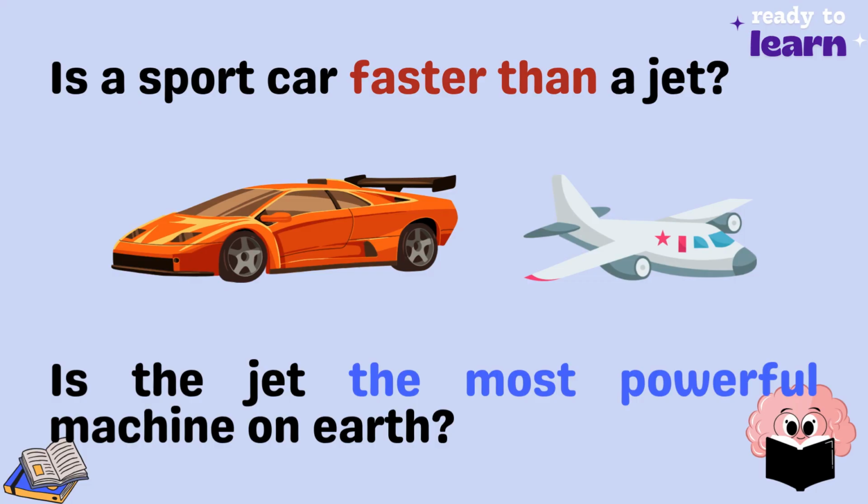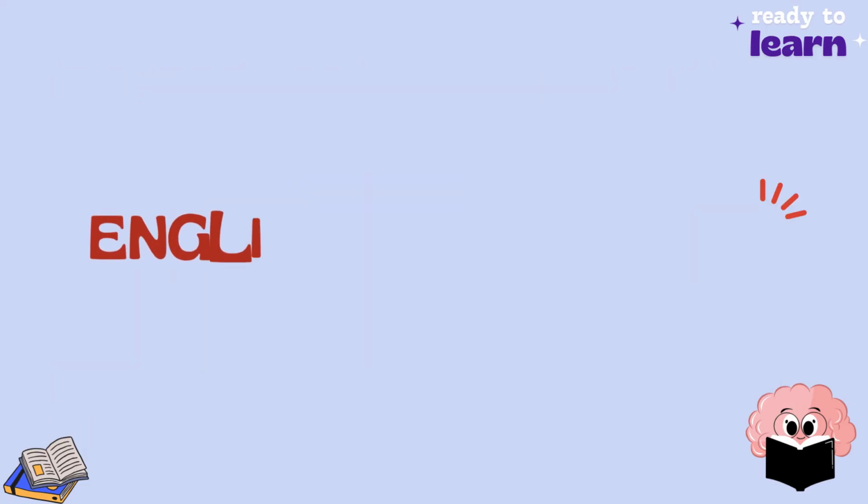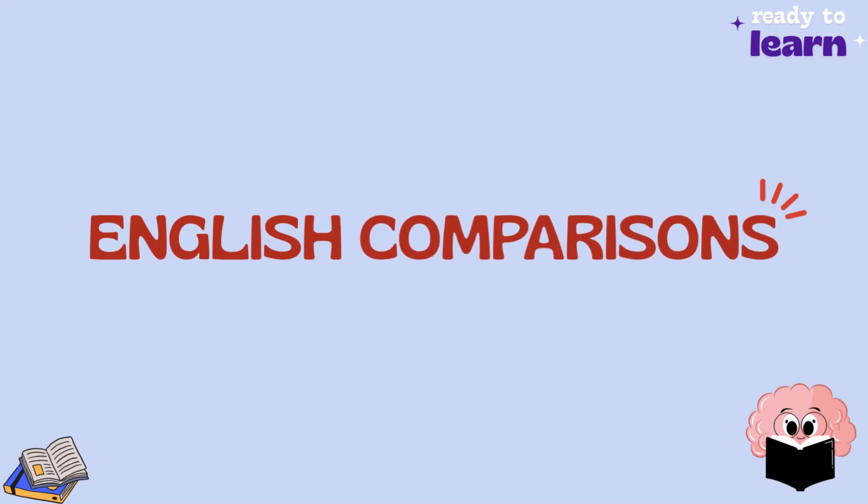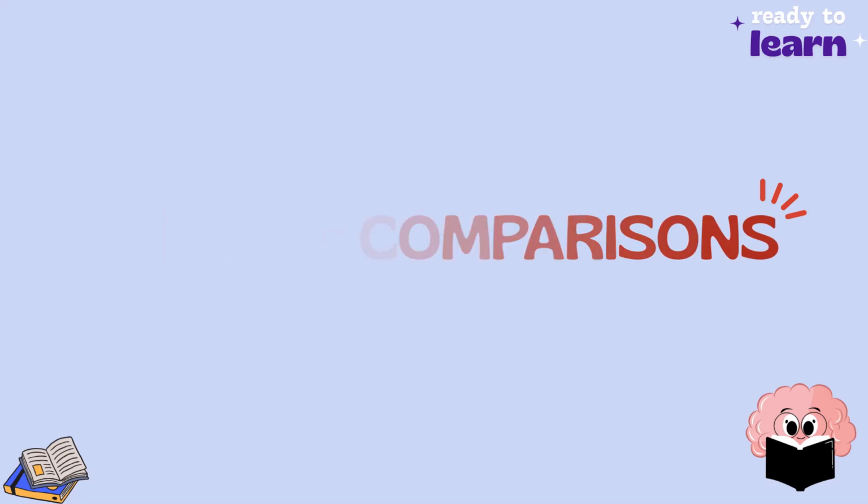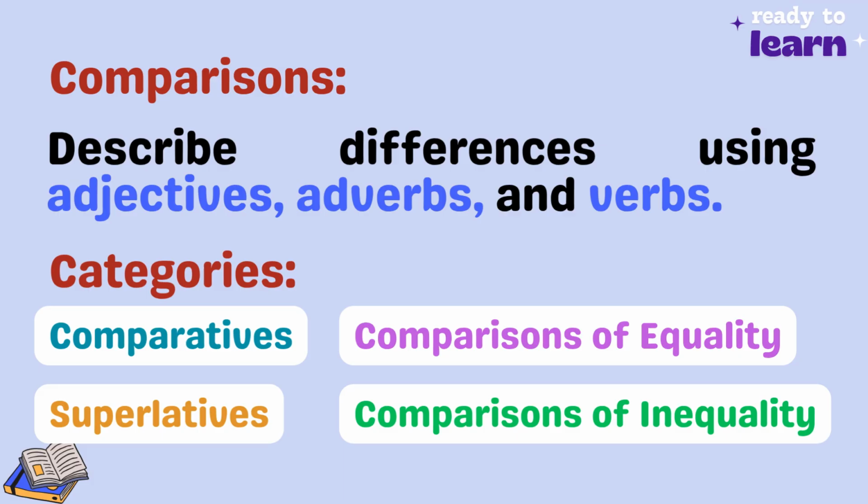Is a sports car faster than a jet? Or is the jet the most powerful machine on Earth? To understand the difference, you need to master English comparisons. Comparisons let us describe those differences using simple adjectives, adverbs, and even verbs. We usually break them out into three categories: comparatives, superlatives, and comparisons of equality and inequality.